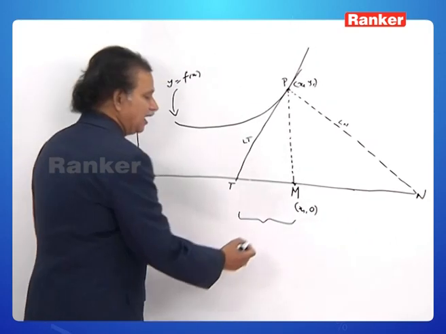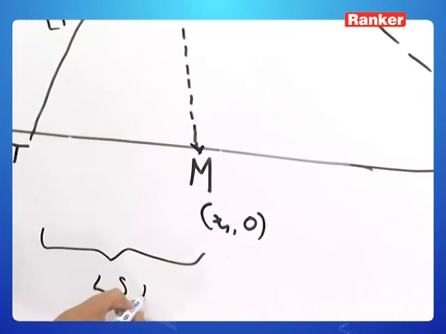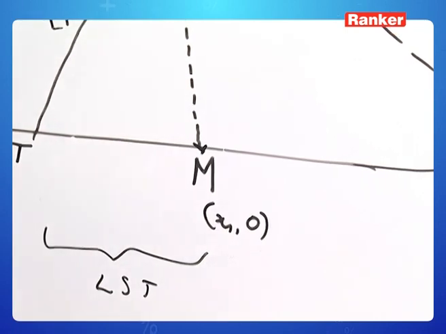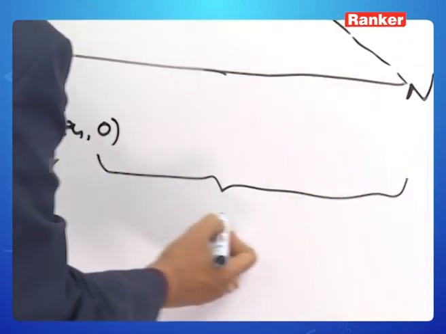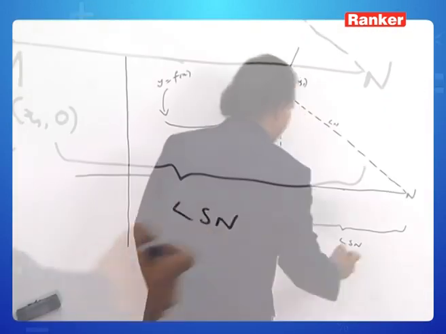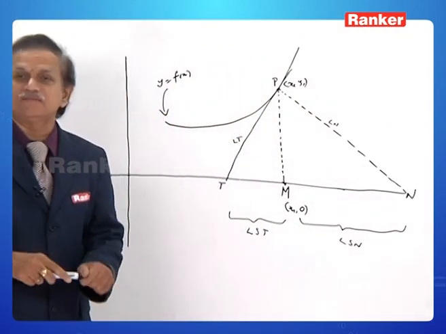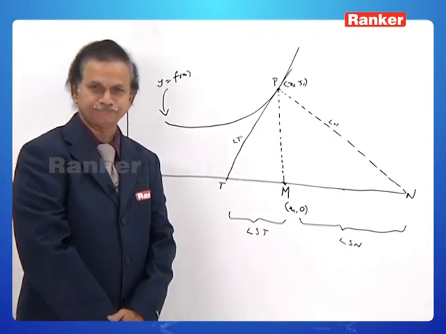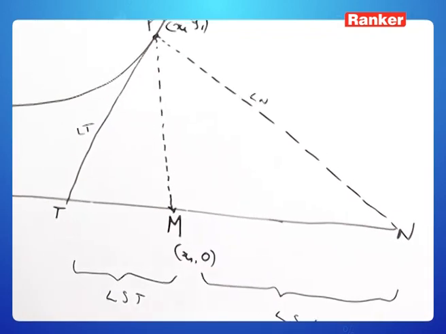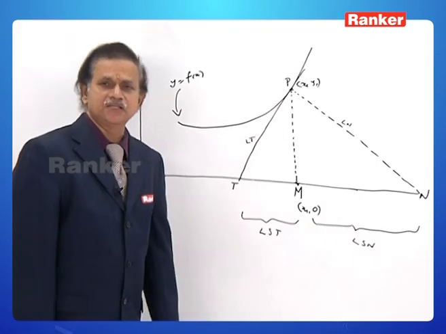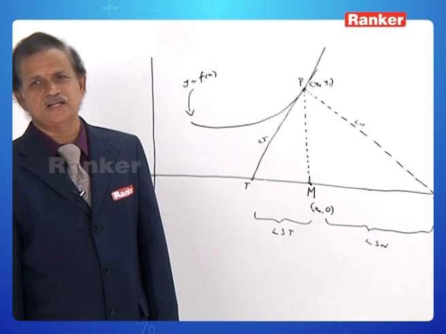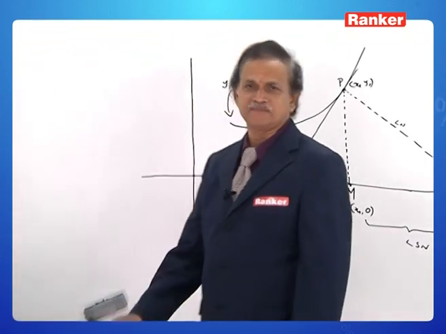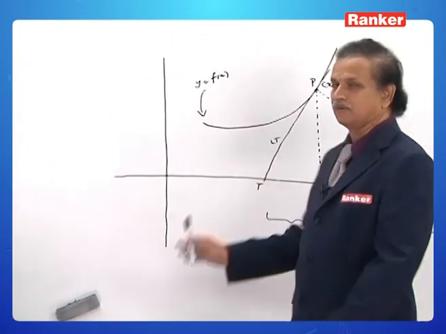This length, length of the subtangent. This length, length of the subnormal. So, that is the theoretical meaning of the words length of the tangent, length of the normal, length of the subtangent and the length of the subnormal.